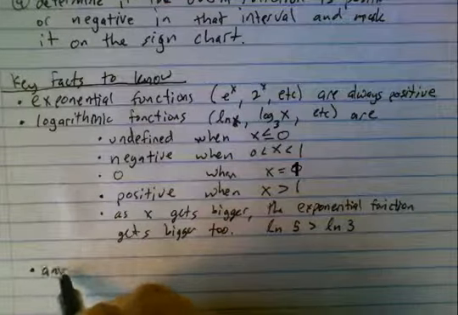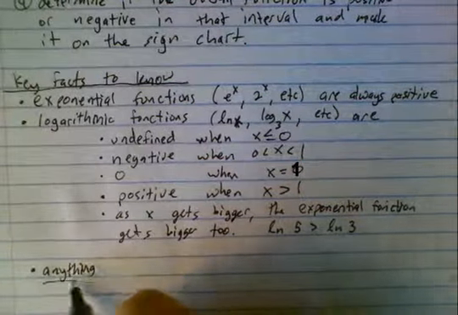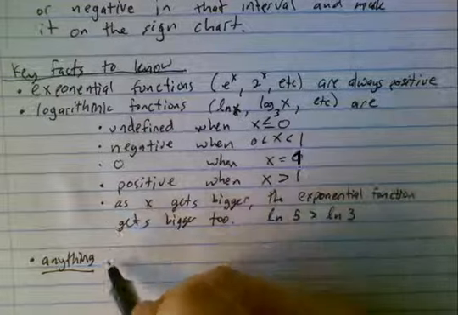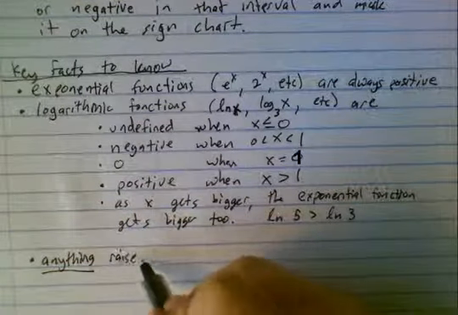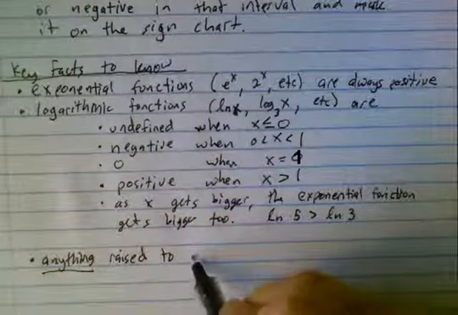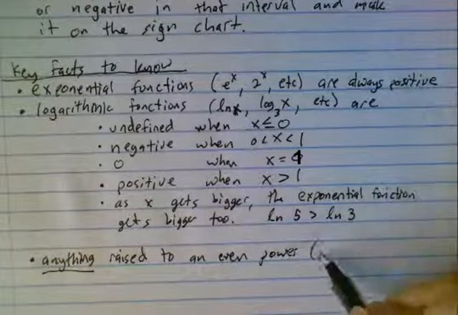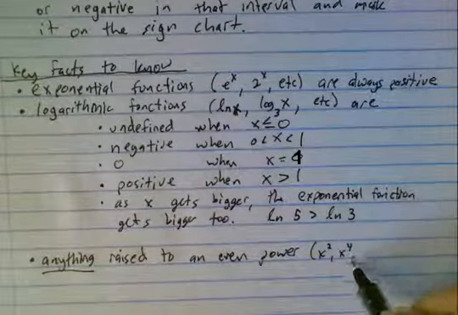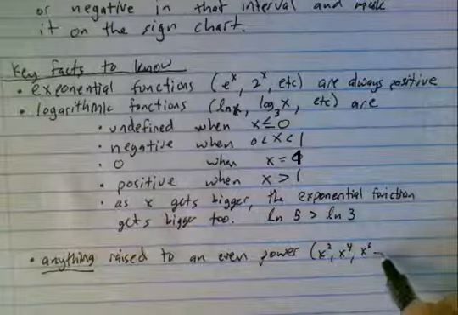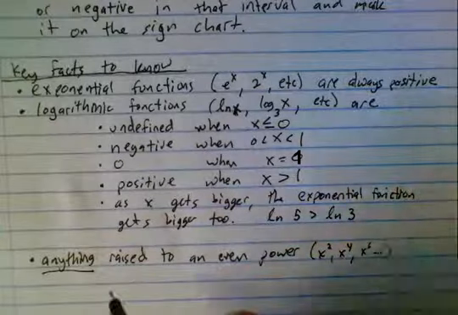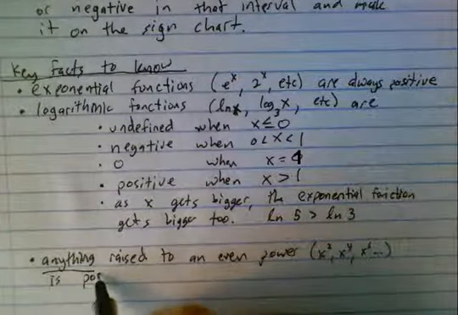Okay, anything positive or negative, well, except for 0, raised to an even power, so that's x squared, x to the 4th, x to the 6th, etc., is positive.